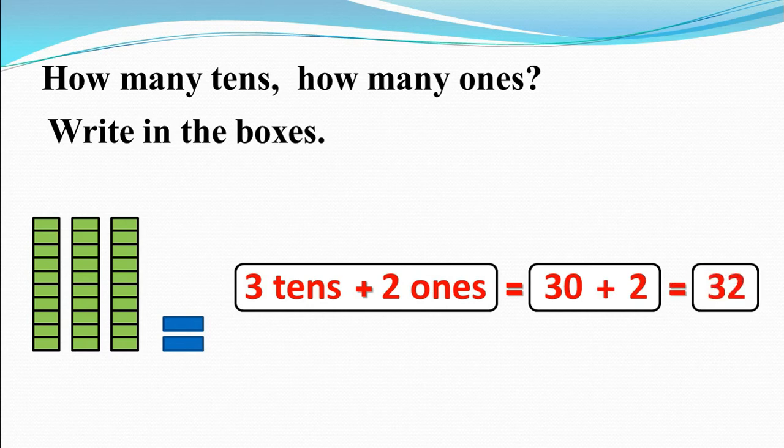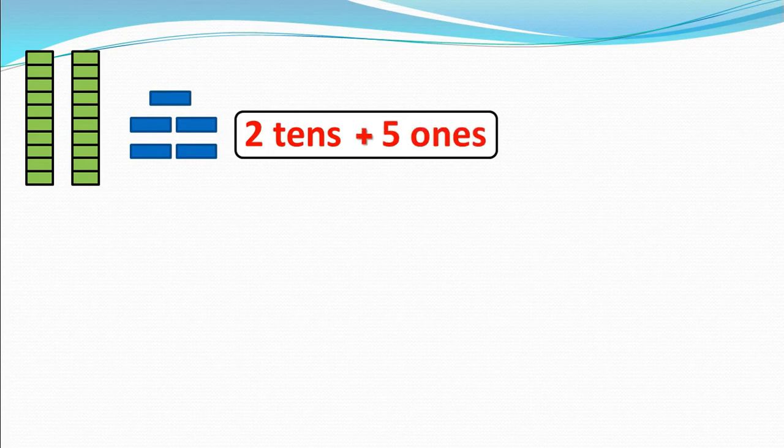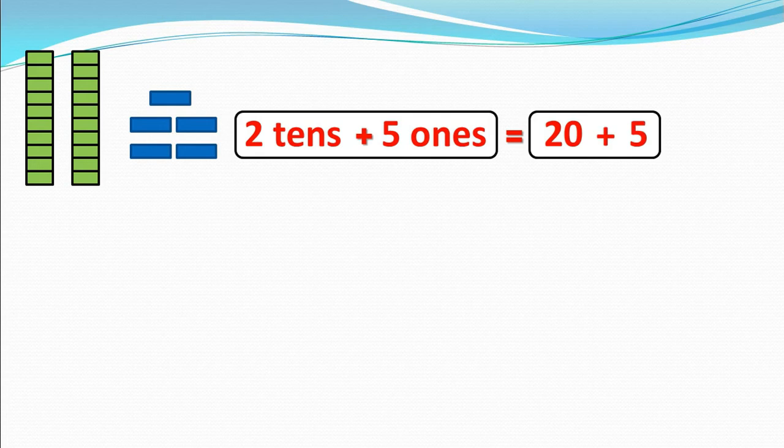Now there are 1, 2 stacks of tens, which means 2 tens. And 1, 2, 3, 4, 5 ones. 2 tens means 20 and 5 ones means 5. Now add them. 20 plus 5 equals 25.